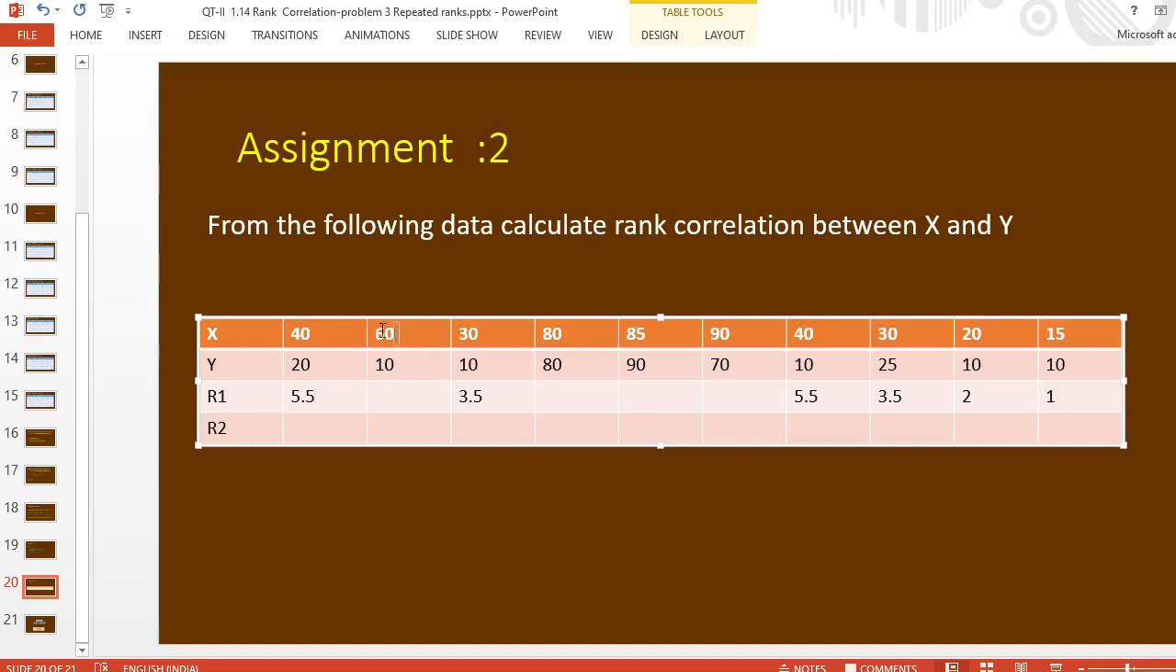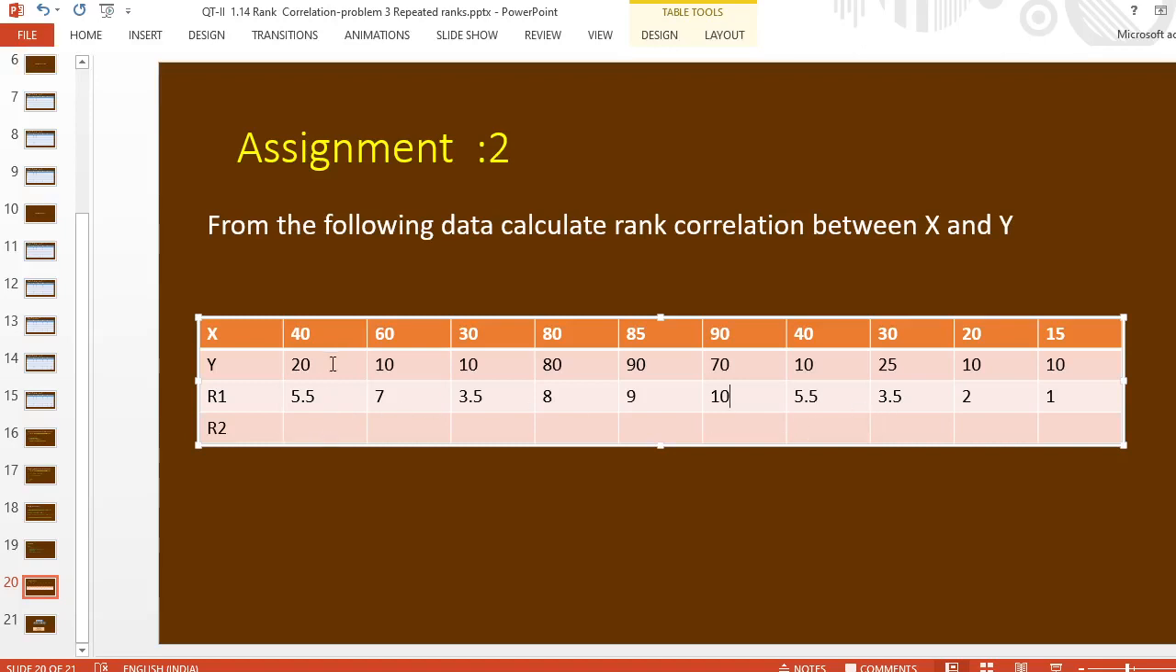So for this 60, I should allot the rank. For the average rank, I have considered 5 plus 6. 6 is already considered, so the next rank is 7. After this, the next number is 80, so it is 8, and 85 is 9, and 90 is 10. So for the 10 observations, we have allotted the ranks.